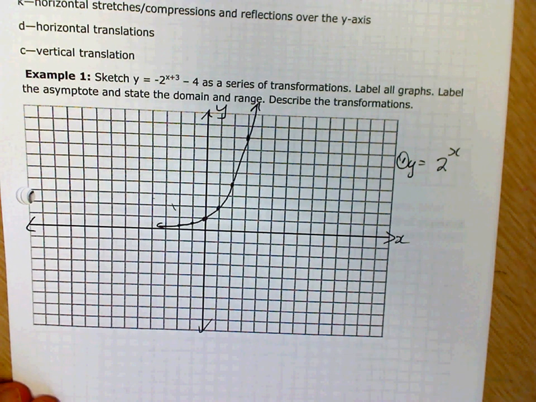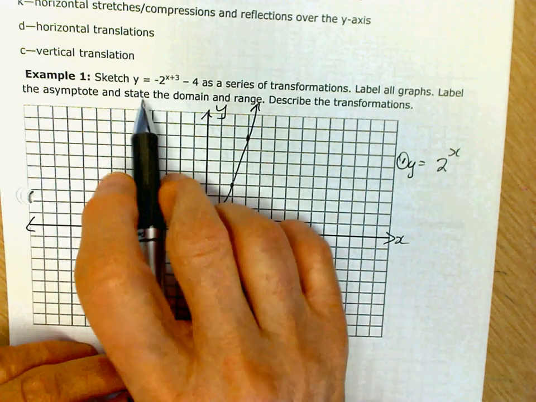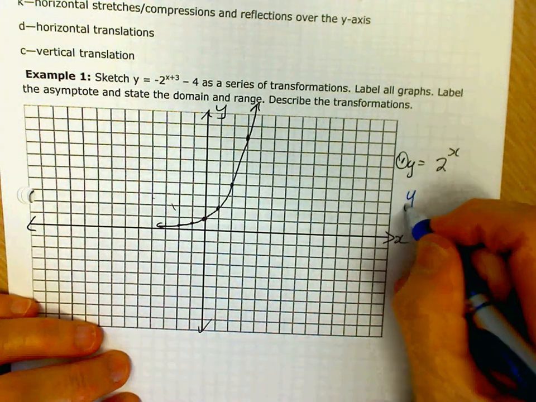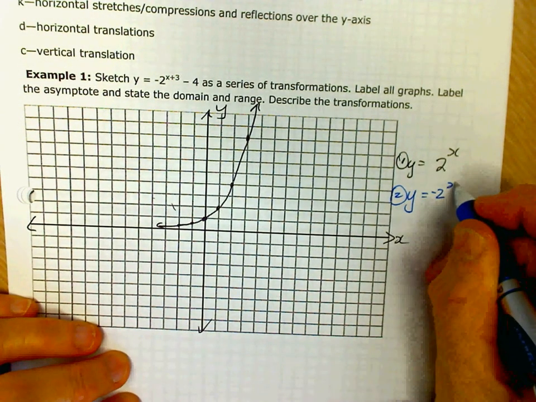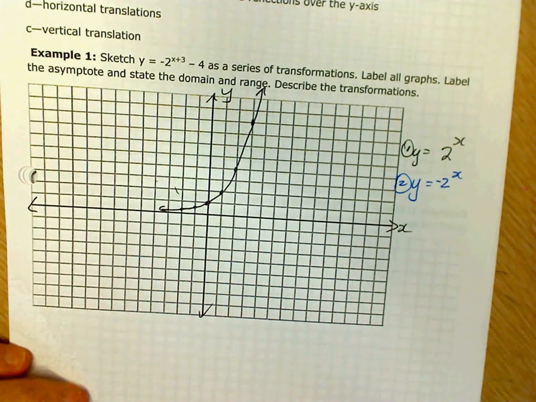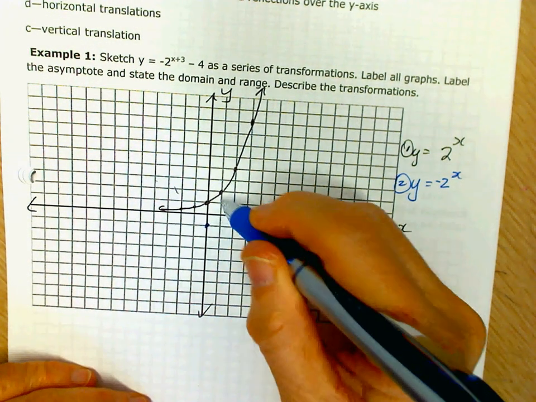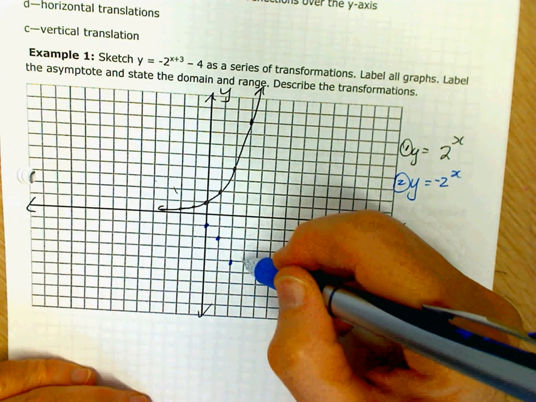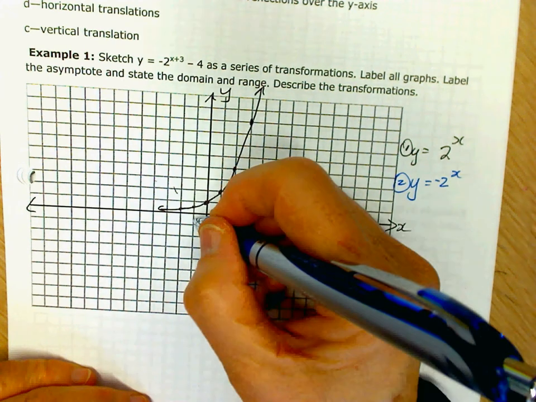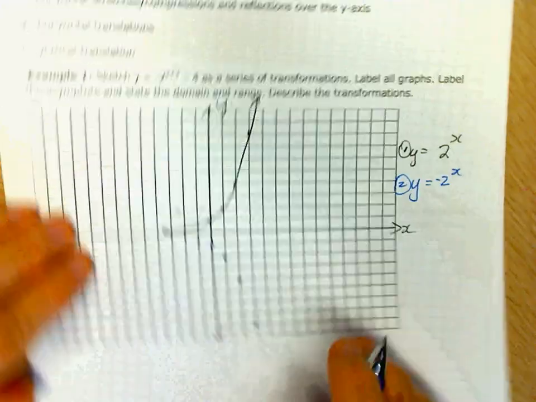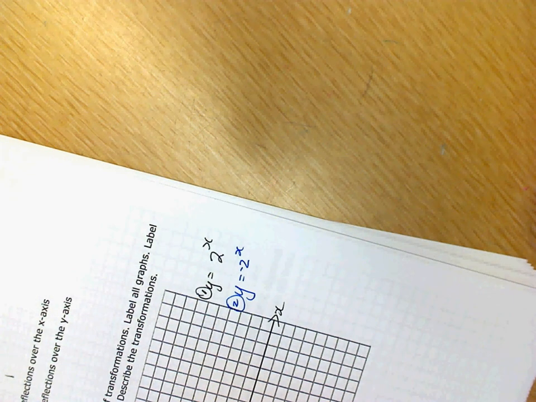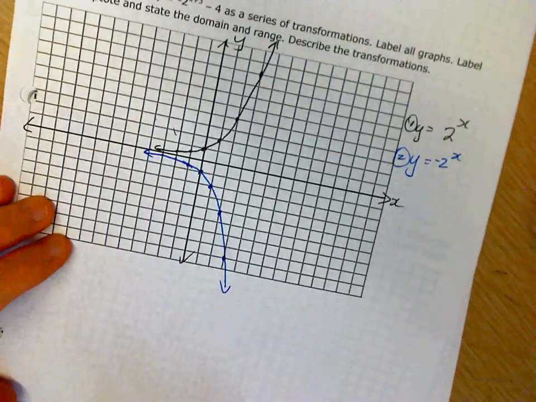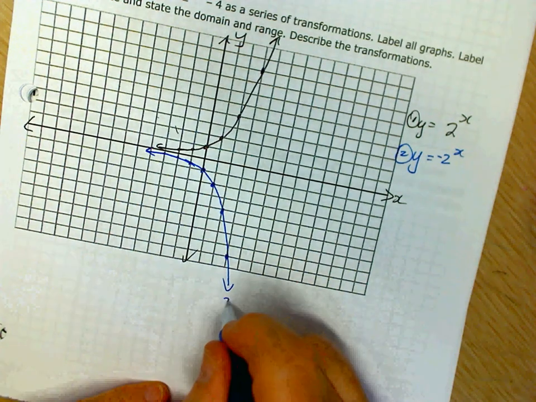Our next graph, we're going to handle the a. So y equals negative 2 to the x. So that's a reflection over the x-axis. That point comes down here. That one here. There. So that's number 2. And this one was number 1.